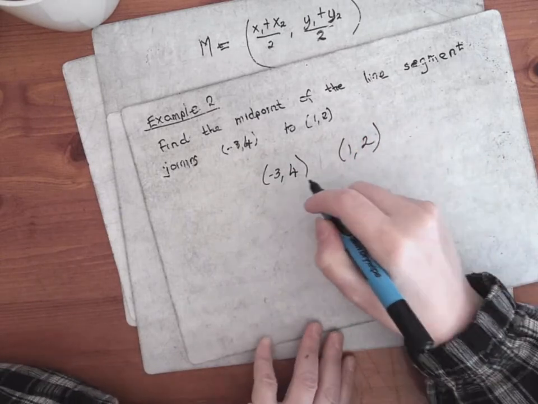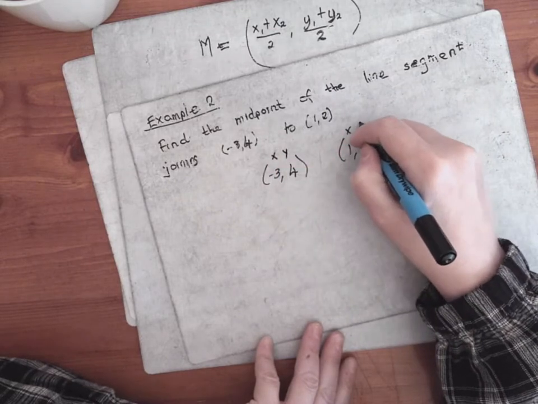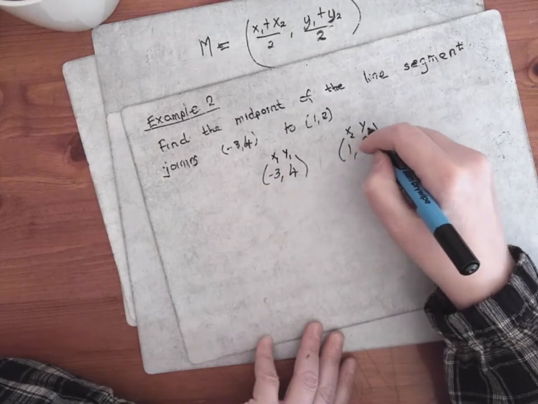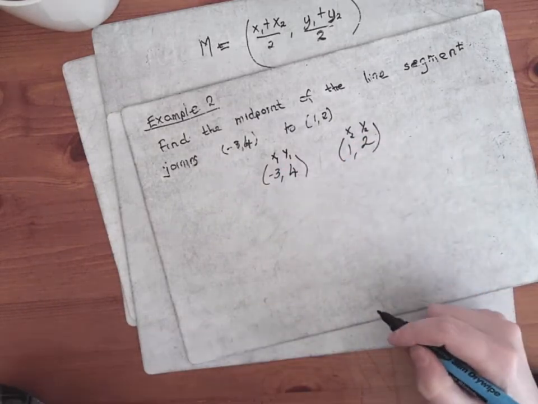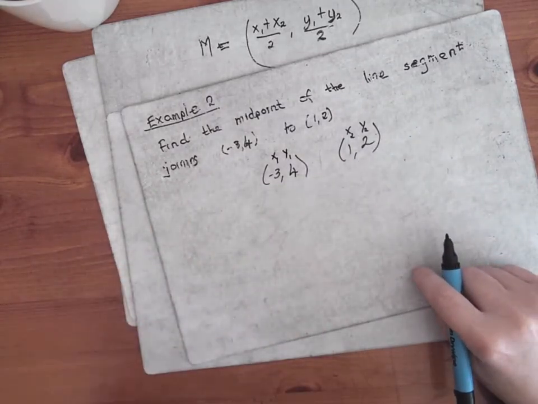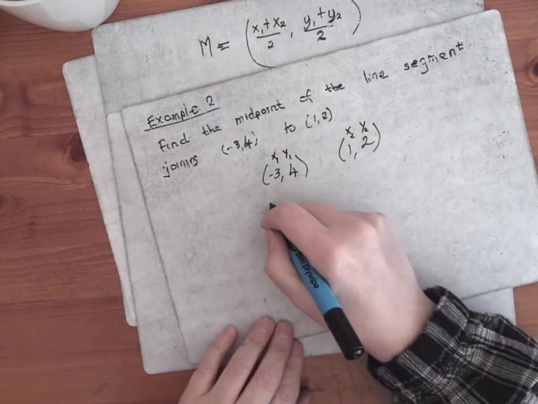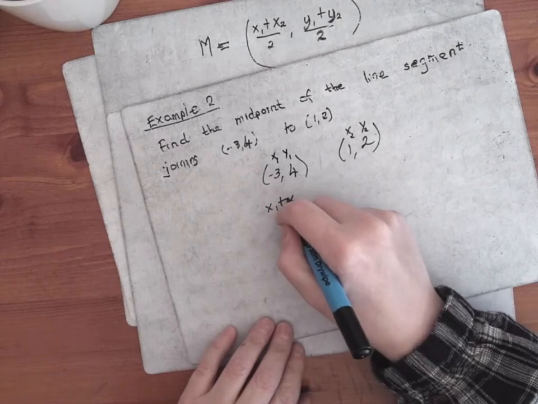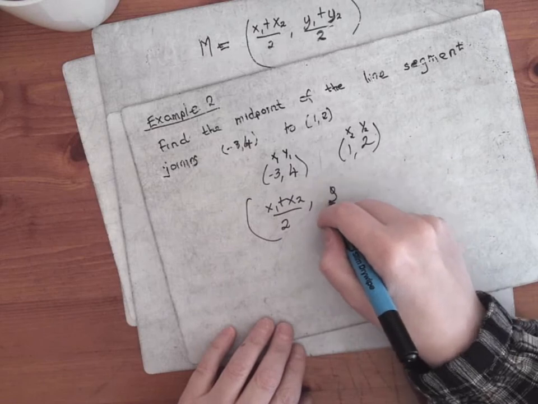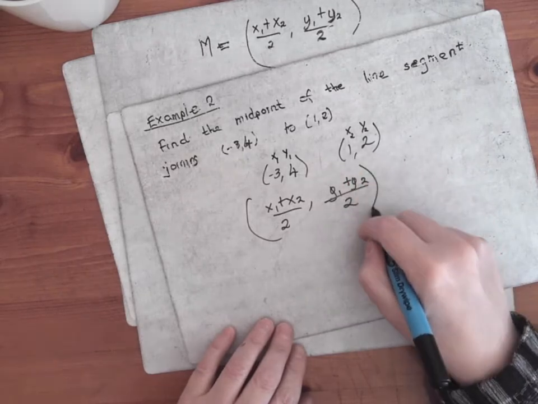and you label them. They're both a happy couple, so they're both x, y and x, y, and this is couple number 1, so x1, y1, and this is couple number 2, x2, y2. Okay? And it doesn't matter which one you call 1 and which one you call 2. You'll get the same answer no matter what. So then you write down your formula, which is x1 plus x2 over 2, comma, y1 plus y2 over 2. Okay? Then you fill in.